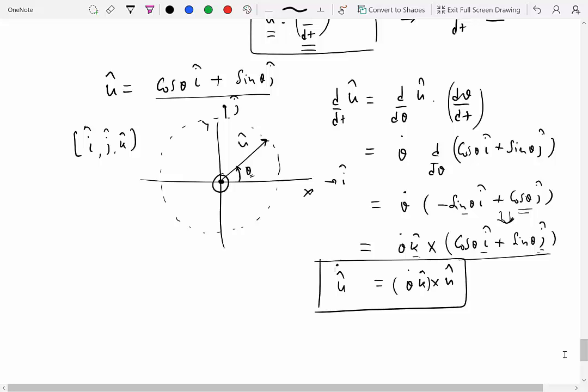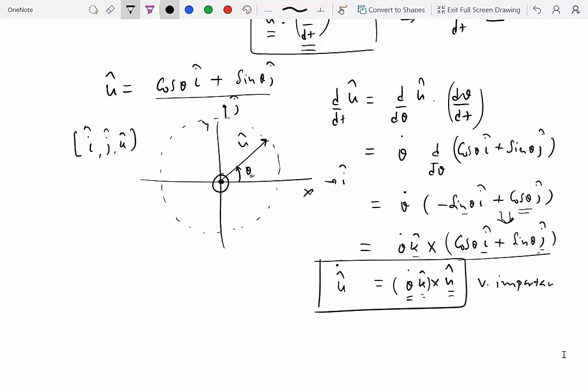So if u hat was moving very fast, it was changing its direction very fast, then theta dot would be a very large quantity, right? You associate a direction with that vector, which we call k hat. So we get theta dot k hat, and you cross it with the unit vector itself. And that's how you get the derivative of a unit vector. And this is a result that we will need a few times in this class. So I'll call it a very important relationship.